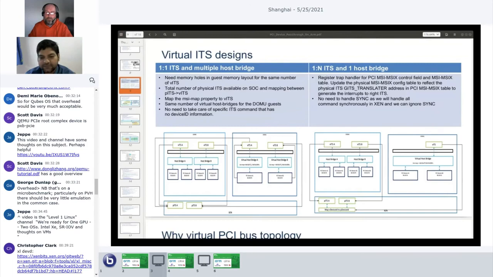Okay. So when you're talking about ITS, that's the interrupt controller. Is it not? Yeah, the MSI controller for Arm SoC. And where are those? Is it one per host bridge? One per host bridge.